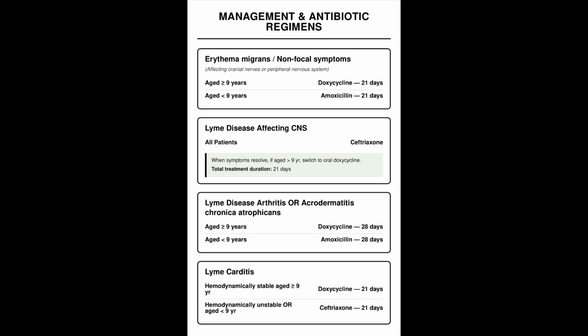Finally, if Lyme's disease presents in the form of Lyme's carditis, then we have to check the hemodynamic status of the child. If the child is hemodynamically stable and age is more than or equal to 9 years, doxycycline is given for 21 days. But if the child is hemodynamically unstable or age is less than 9 years, then ceftriaxone is given for 21 days.